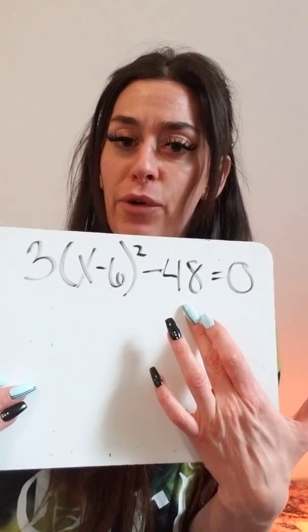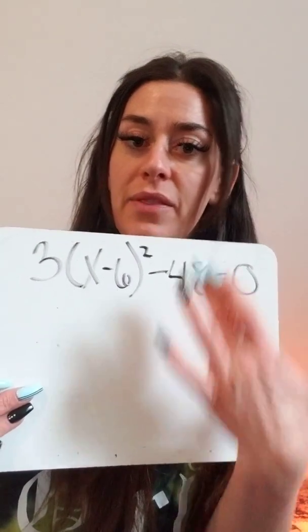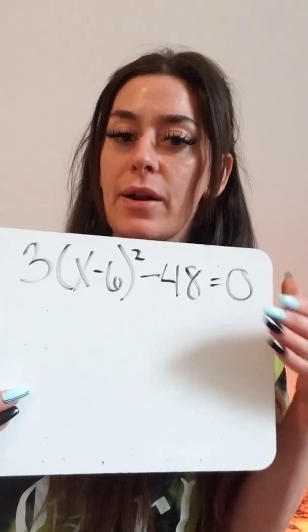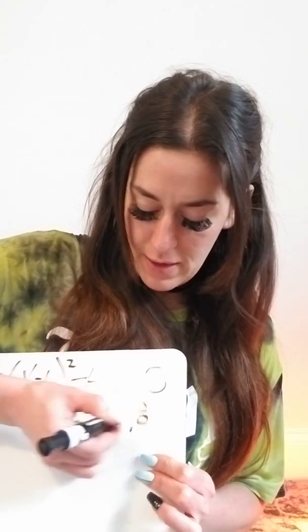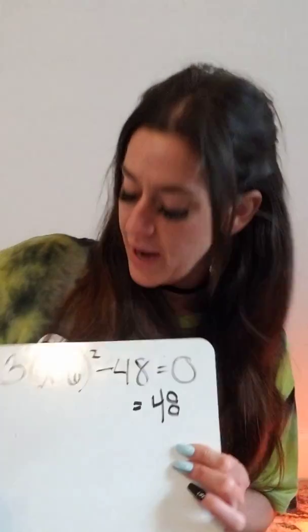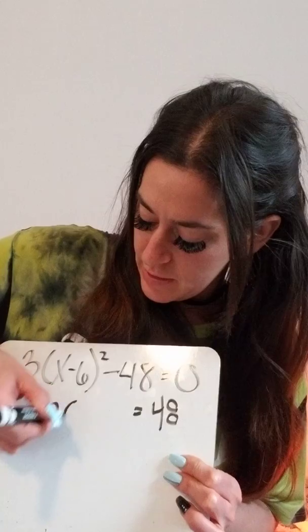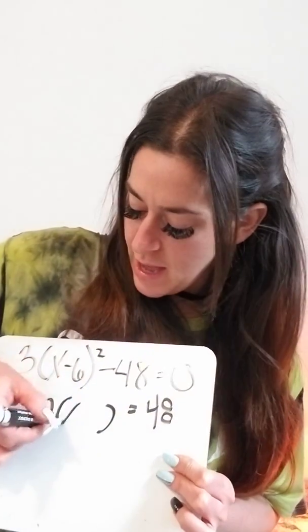You've been solving equations for a long time. So I know if I add 48 to negative 48, they're going to cancel out, and then on the right side, I'll just have 48. So I'm going to actually skip that step, also to save space. That means I have 48 on the right, and I'm left with 3 times (x - 6) squared.